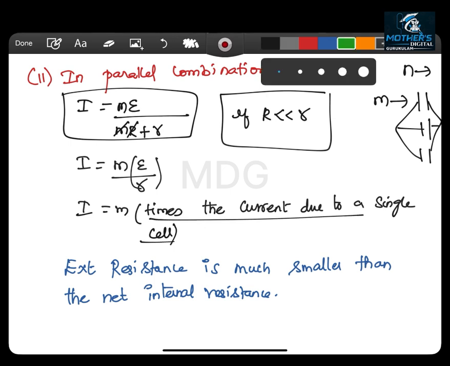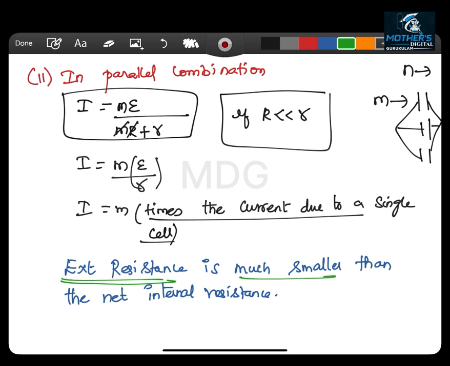So the final result is external resistance should be smaller when compared to the internal resistance. If you are connecting cells in series, external resistance should be greater compared to the internal resistance. If you are connecting cells in parallel, external resistance should be smaller.